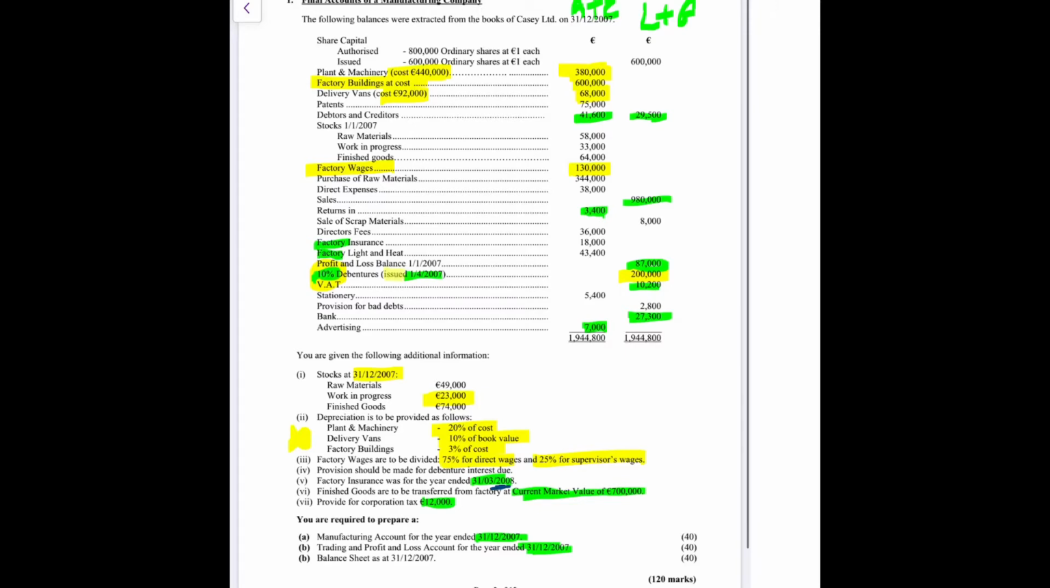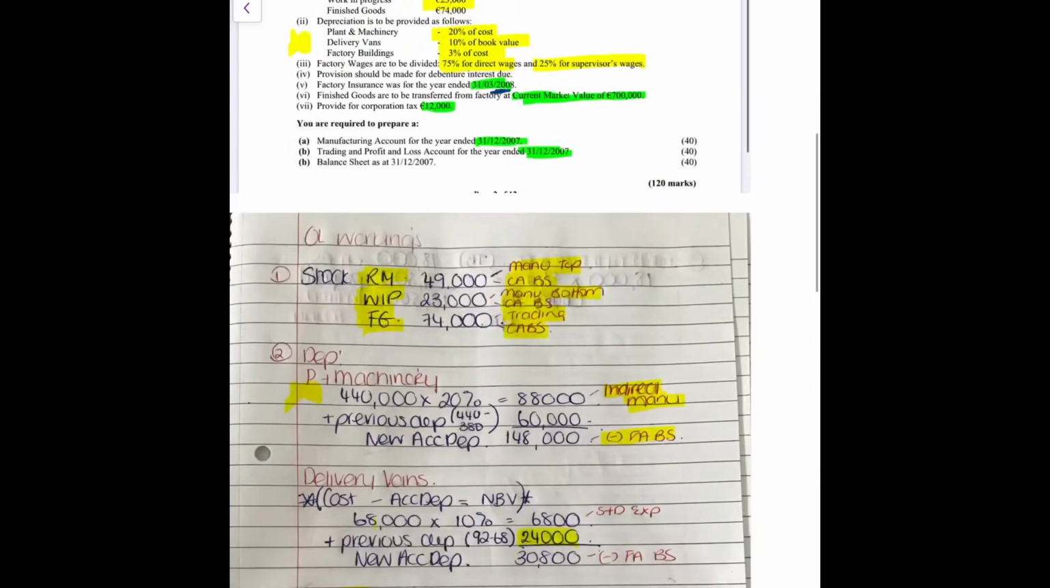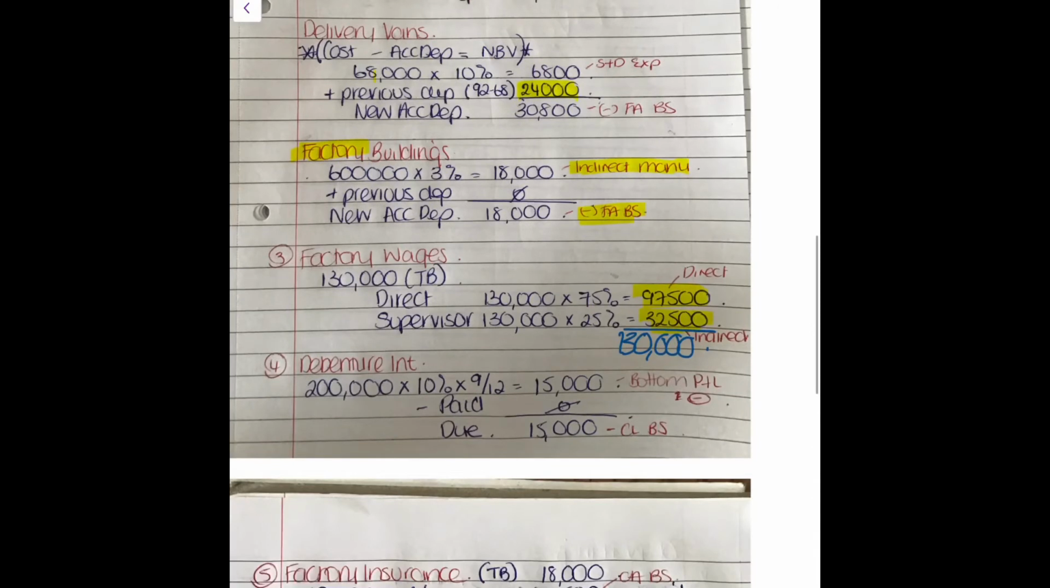But look there, we only got the loan on the 1st of April. So you need to calculate how many months you actually had it for. So you're multiplying the loan amount by the percentage and multiply by the amount of months that you had it for. If it doesn't say anything about acquiring it during the year, you just get the full 12 months, okay? So into my calculator, 200,000 multiplied by 10%, which is the interest rate, multiplied by 9 months.